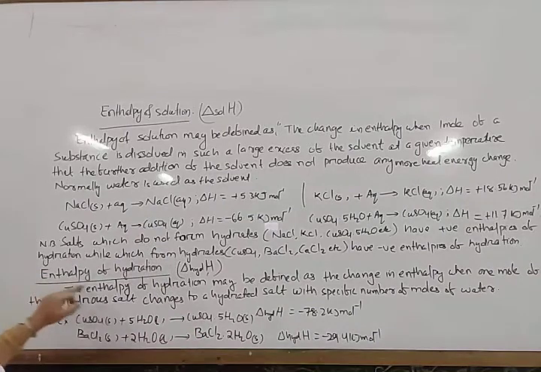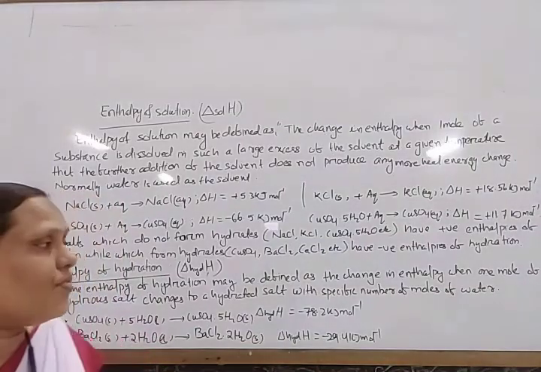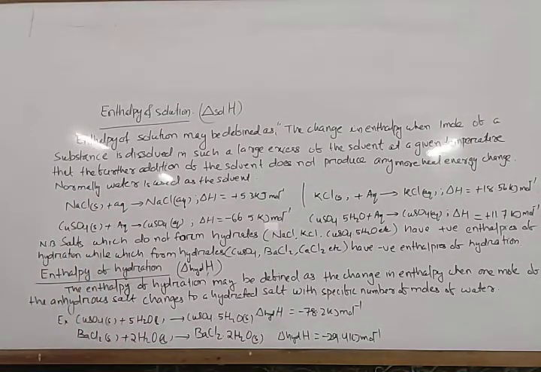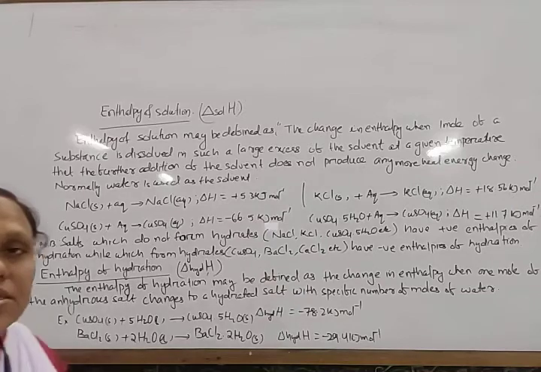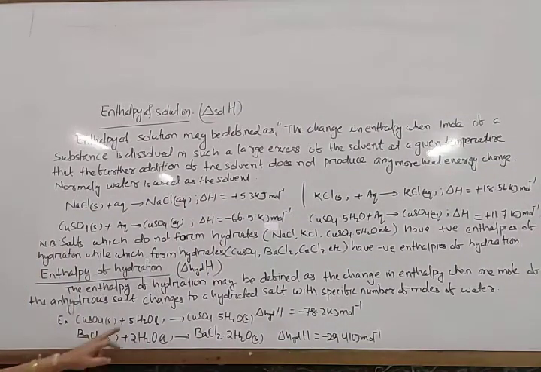Okay. Next, enthalpy of hydration. The enthalpy of hydration may be defined as the change in enthalpy when 1 mole of the anhydrous salt changes to a hydrated salt with a specific number of moles of water depending upon its capacity. So CuSO4 solid plus 5H2O gives CuSO4.5H2O, del H hydration equal to minus 78.2 kilojoule per mole, and BaCl2 plus 2H2O, del H hydration, is minus 29.4 kilojoule per mole.